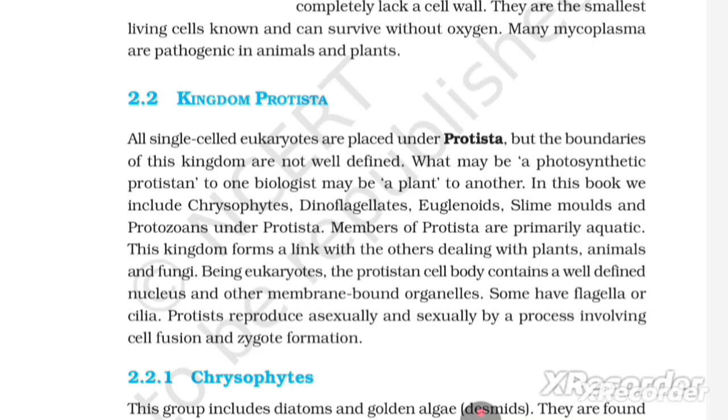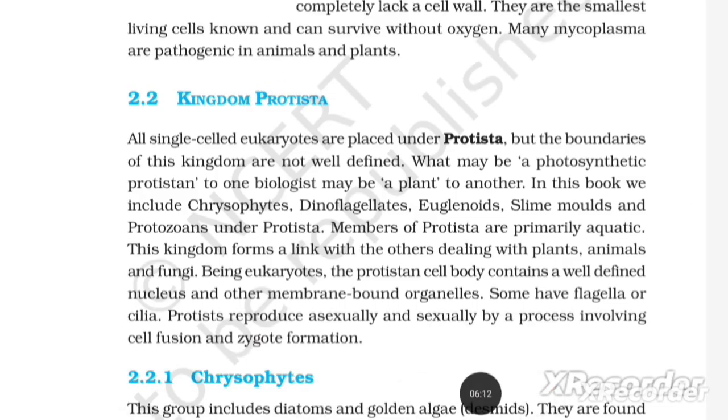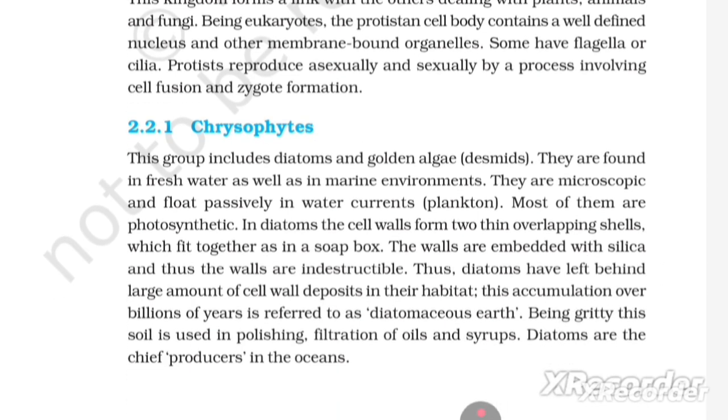Being eukaryotes, the protistan cell body consists of a well-defined nucleus and other membrane-bound organelles. Some have flagella or cilia. Protista reproduce sexually and asexually by a process involving cell fusion and zygote formation. Chrysophytes. This group includes diatoms and golden algae, desmids. They are found in freshwater as well as marine environments. They are microscopic and float passively in water currents, that is, plankton. Most of them are photosynthetic.